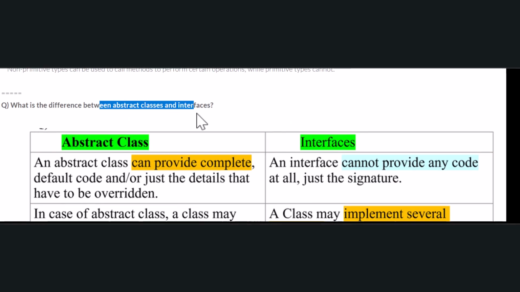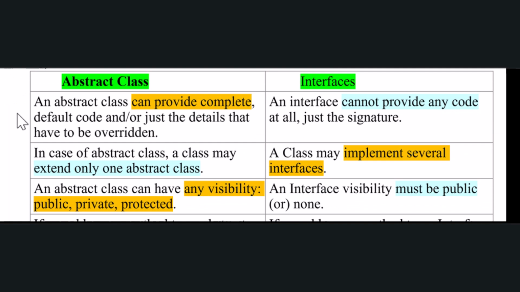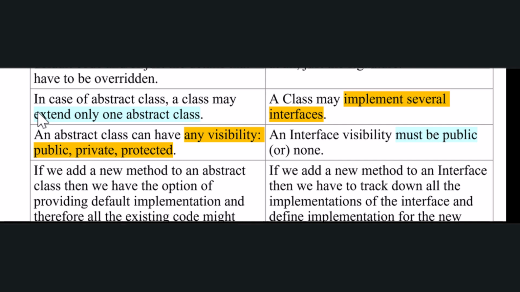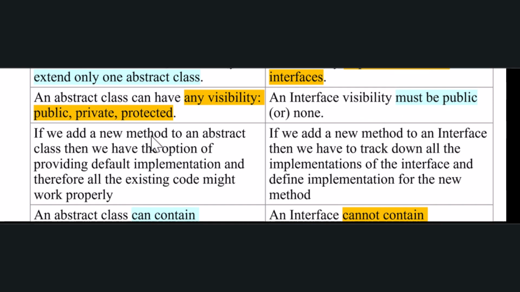Next, what is the difference between an abstract class and an interface? An abstract class is a class which can provide complete or default code and/or just the details that have to be overridden, whereas an interface cannot provide any code at all. It is just a signature. A class may extend only one abstract class, whereas a class can implement several interfaces. An abstract class can have any visibility, that is public, private, and protected. Interface visibility should be only public or none.